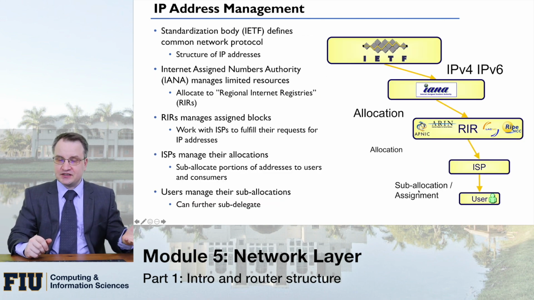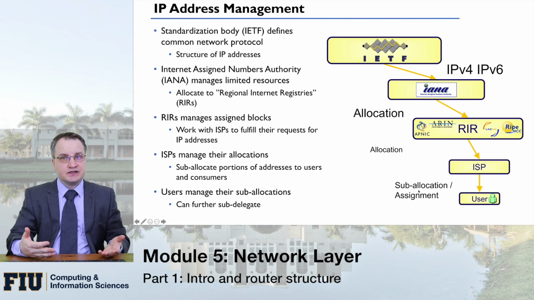IP addresses, as I said, are globally unique identifiers, so there has to be some way to allocate or manage them. What exactly is happening? We currently have a tiered structure where there's a standardization body, in this case the IETF, that defines standards for the networking protocol. So we have IPv4 and IPv6. The standardization body designated IANA, a special organization, to allocate IP addresses to whoever needs them.